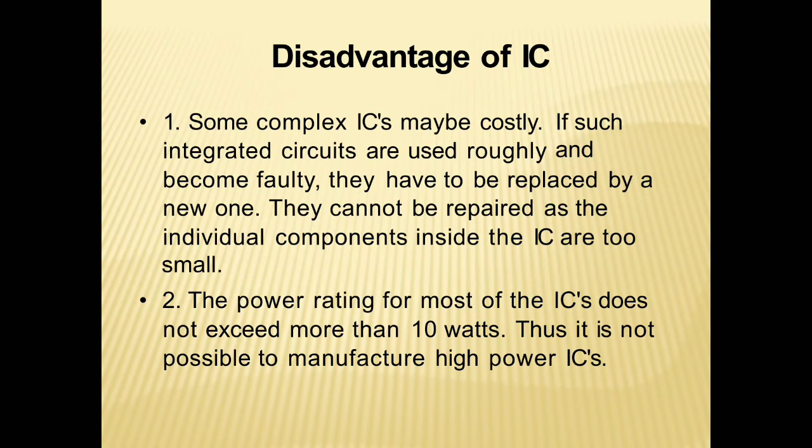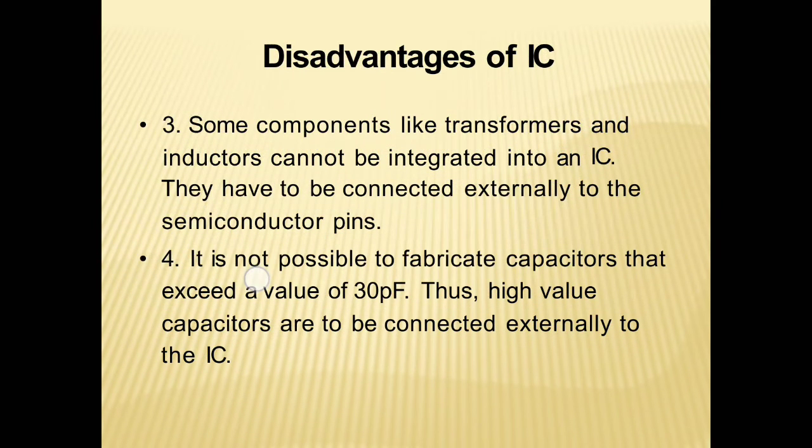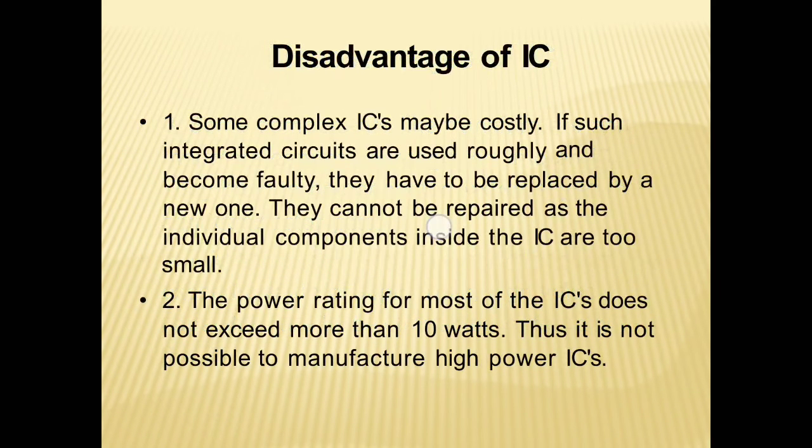The power rating of most ICs does not exceed 10 watts, so it is not possible to manufacture high power ICs. This is a main drawback of IC. Some components like transformers and inductors cannot be integrated on the IC, so they have to be connected externally to semiconductor pins. It is not possible to fabricate a capacitance that exceeds even 30 picofarad. So these are the drawbacks of IC.